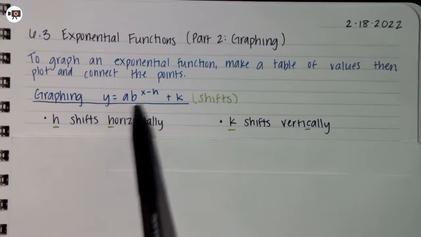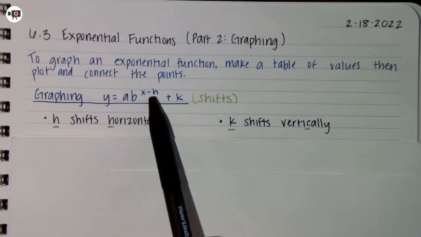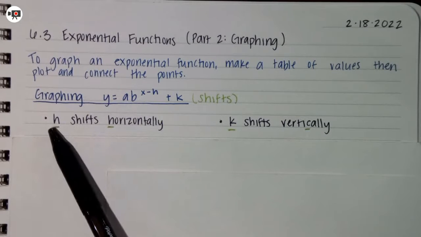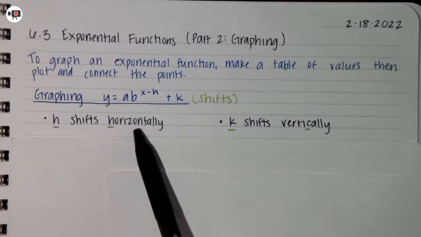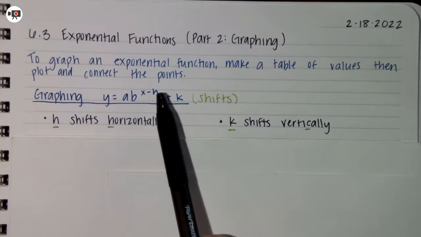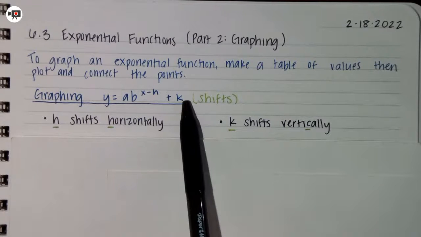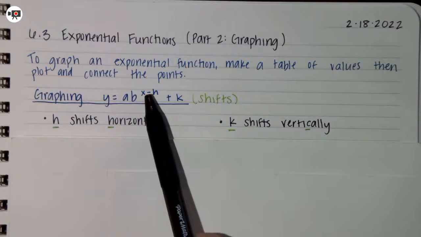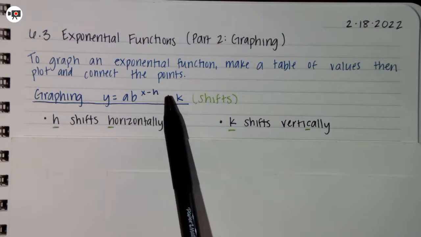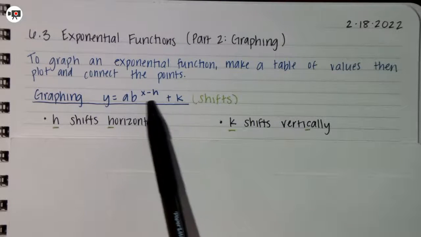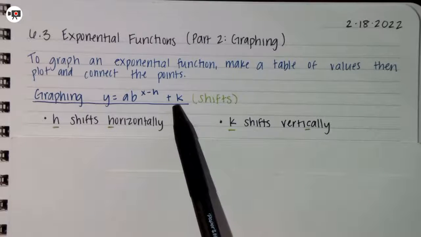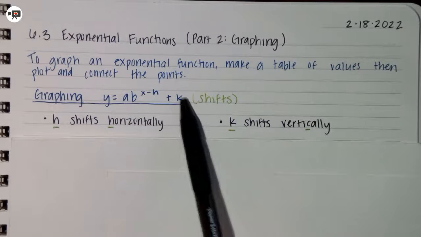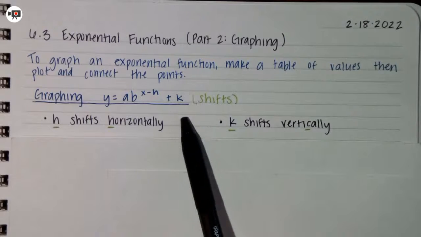If we have our exponential function, and we have a minus h, whatever that h value is going to shift it horizontally. If you have a minus 2, that will shift it to the right 2. If you have a minus negative 2 or a plus 2, that will go to the left. If you have a k value, so plus some number, that will shift it vertically.